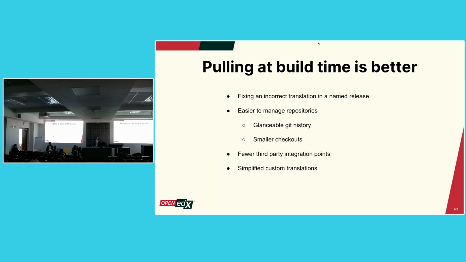And so we've already talked through why fixing an incorrect translation in a named release has a better story now than it did before, but there are a couple of other benefits to pulling at build time. One is easier to manage repositories. We have a glanceable Git history where we don't have a ton of updated translations. When you're just kind of looking at the changes, they're actually meaningful. We have smaller checkouts because you don't have all of those translated strings in every single repo. We have fewer third-party integration points. We don't have to connect to Transifex on every single repo throughout the org. And the custom translation story is also simplified, and Atlas is a tool that makes that easier.